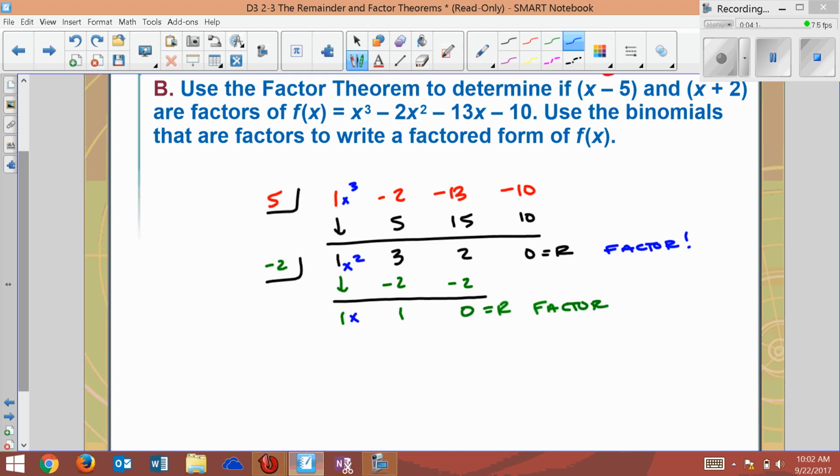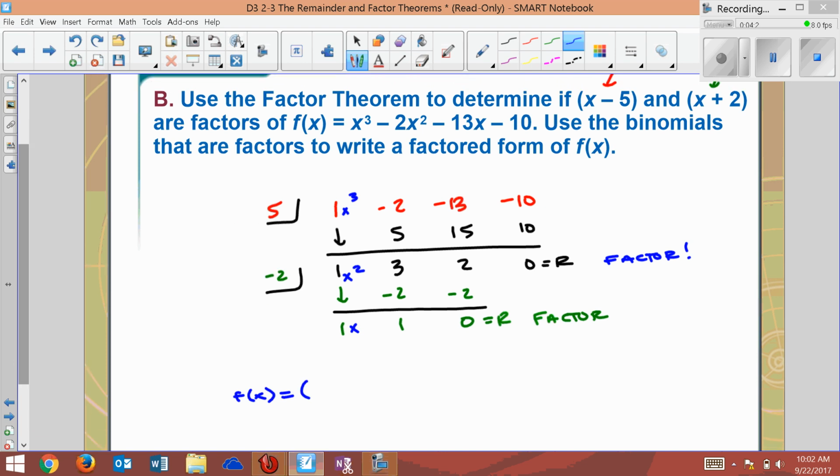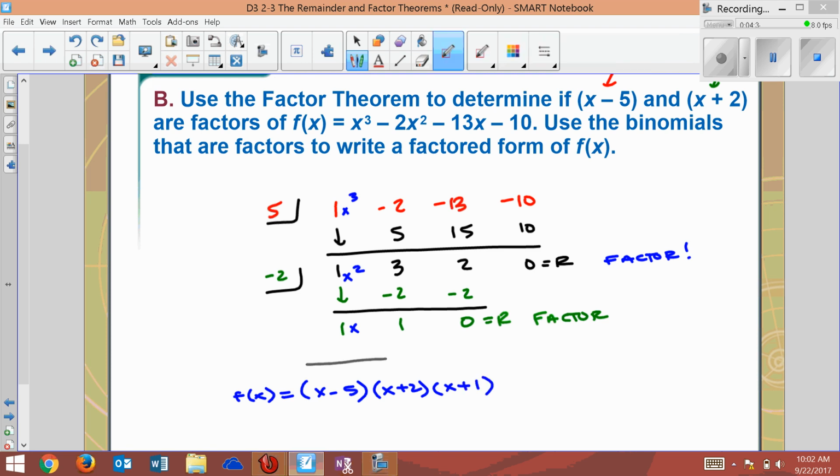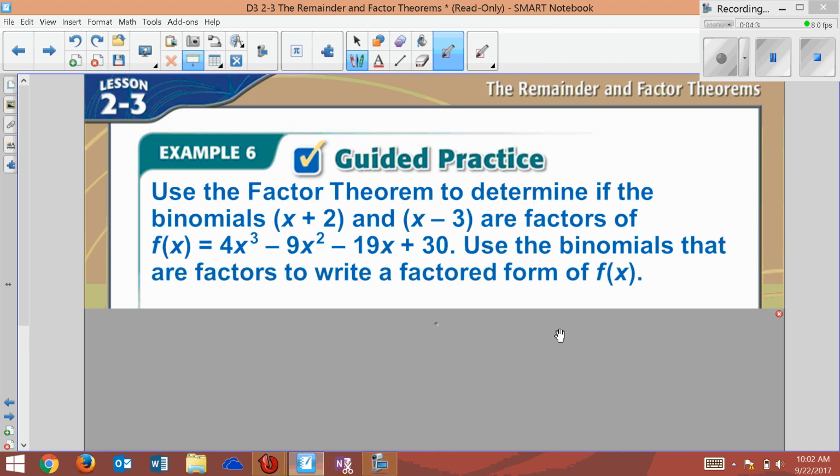So the factors of f of x would equal, remember this was originally x minus 5. So we have x minus 5. That's where that came from. This came from x plus 2. And we're left here with x plus 1. Those would be my factors. Now it's your turn to try this one.